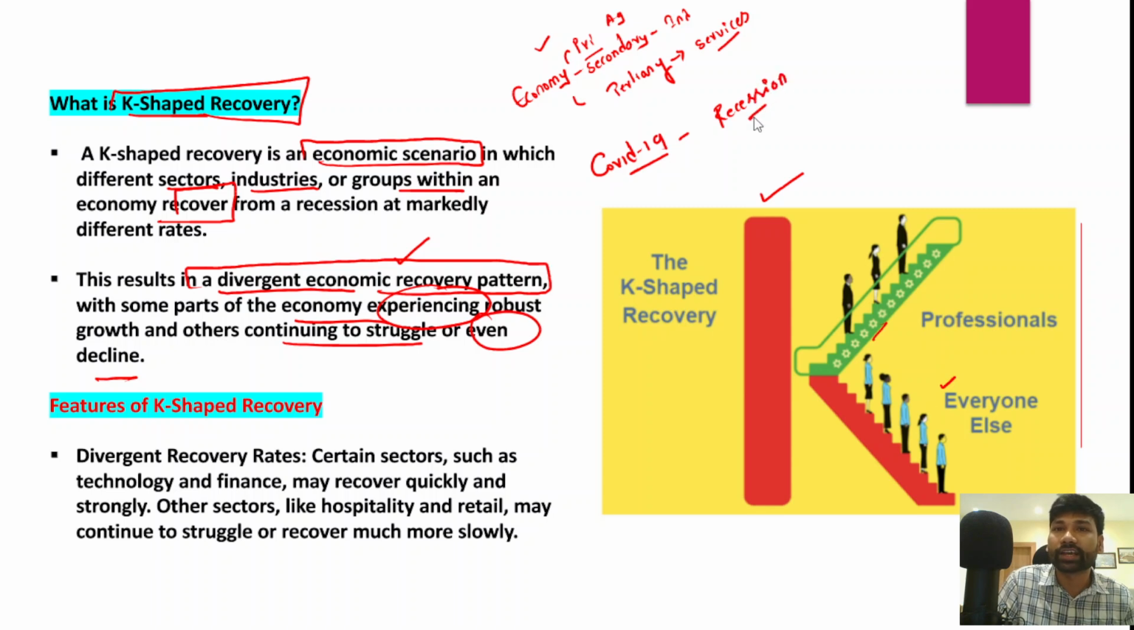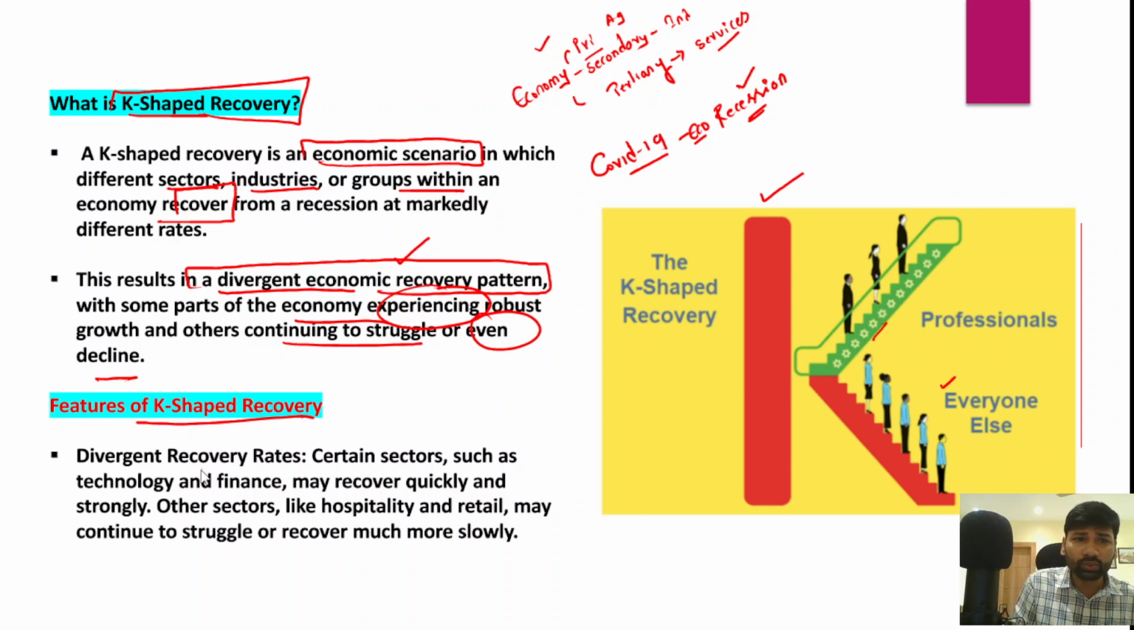We have observed the economic recession because there is a drastic fall in the productivity and lockdowns, industries were shut down. There was no demand, no productivity, layoffs, poverty, unemployment, that over a period of time led to the economic recession across the world. Now, what are the major features of this K-shaped economic recovery?